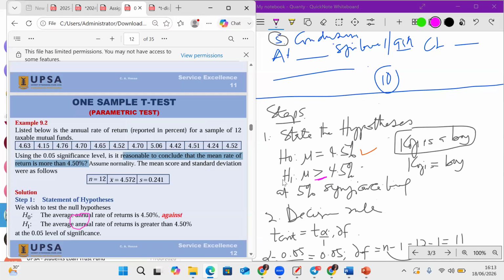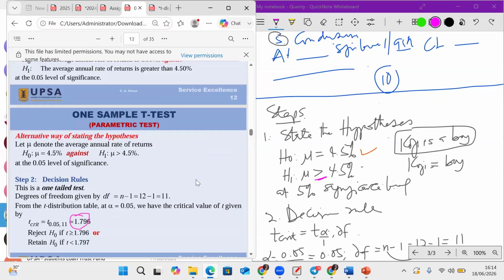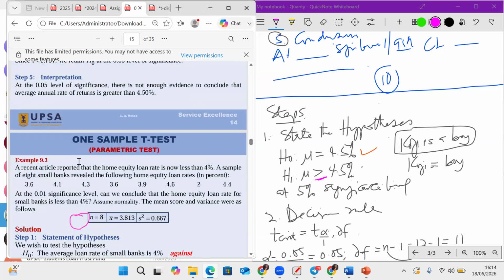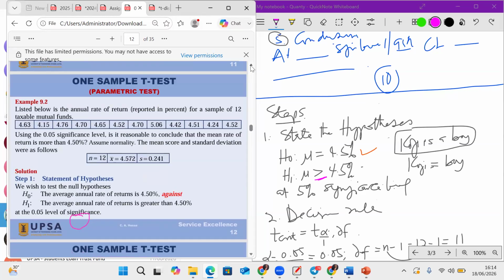He said we should reject the alternative and retain the null hypothesis. So let's look at what they said about it, the conclusion. At the 0.05 level of significance, or at the 5% level of significance, there is not enough evidence to conclude that the average annual rate of return is more than 5%. What I'm trying to say is that you just copy what they said in the question.